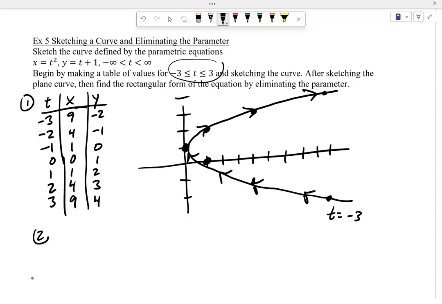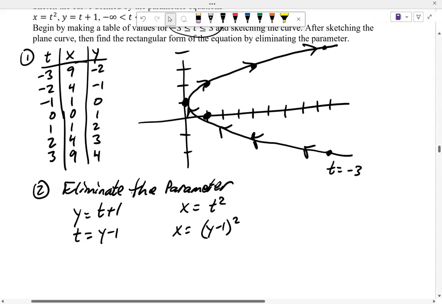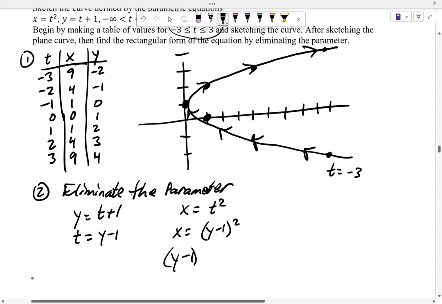And let's go ahead and eliminate the parameter so we can learn a little bit more about the shape. We know y equals t plus 1. That's a good one to solve for. t equals y minus 1. And then x equals t squared. So x equals y minus 1 squared. So y minus 1 squared equals x.